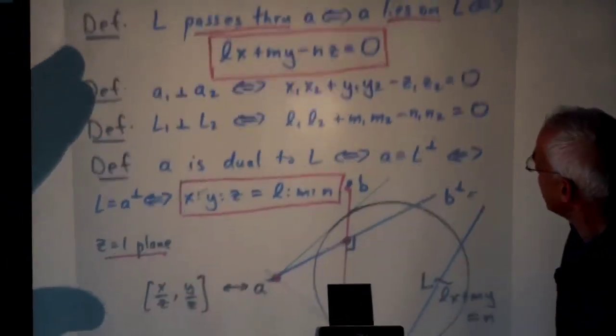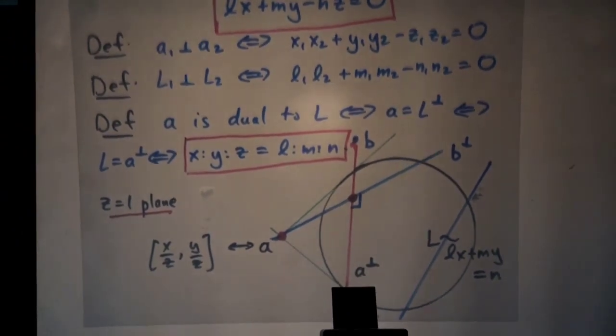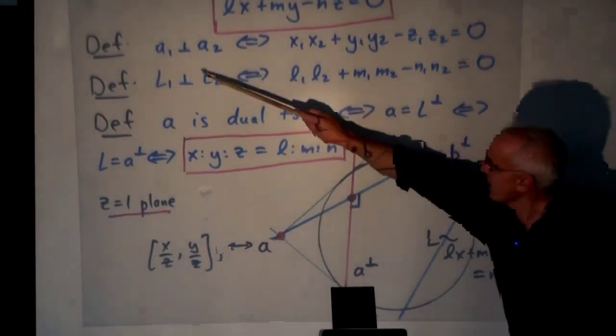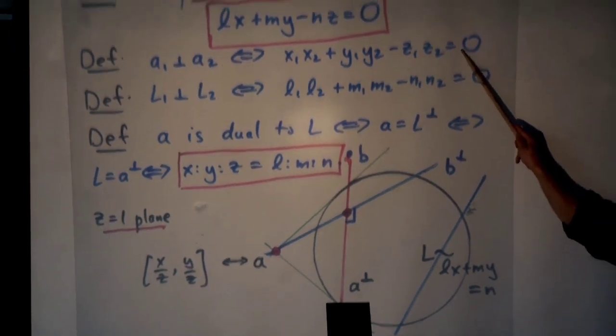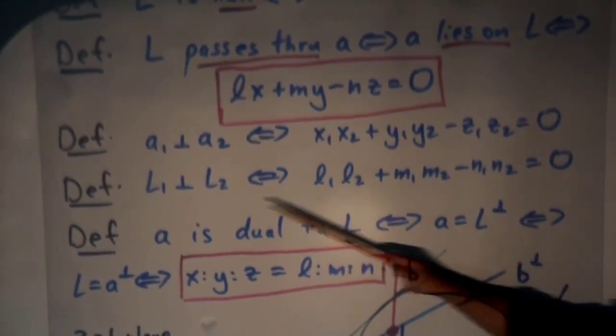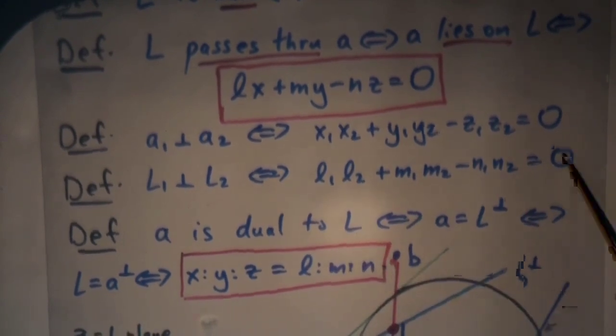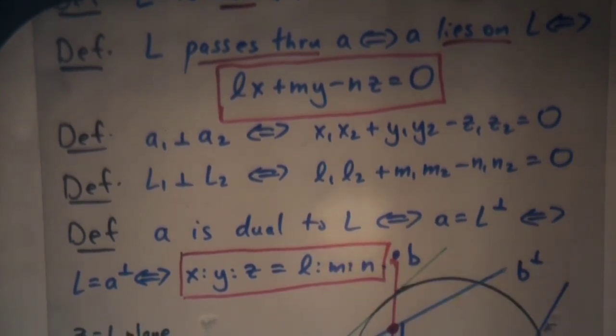We have notions of perpendicularity also. So the point A1 and the point A2 are perpendicular when the dot product is 0. And the two lines are perpendicular when their dot product is 0. You're probably used to lines being perpendicular, but in this context, points can be perpendicular just as well.